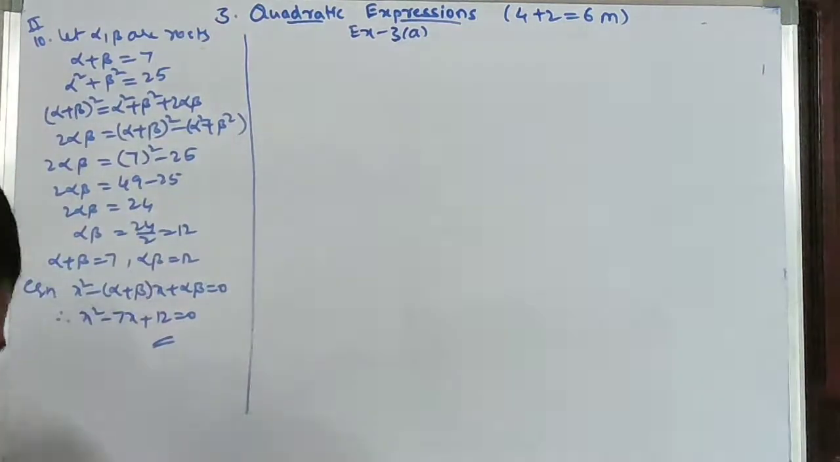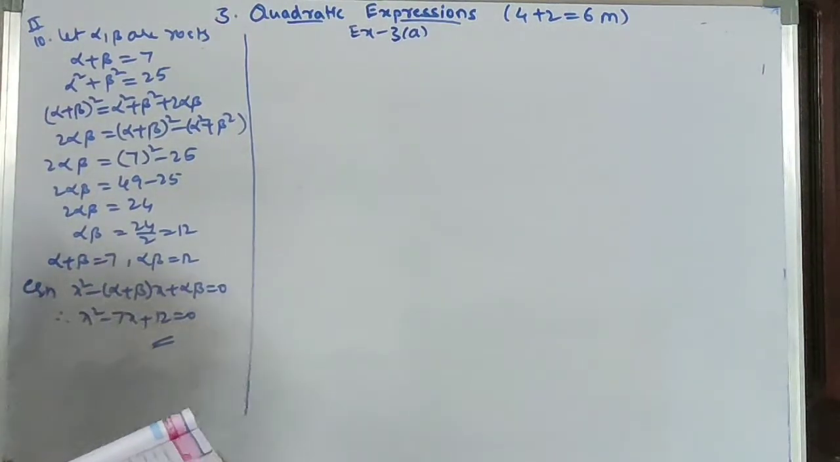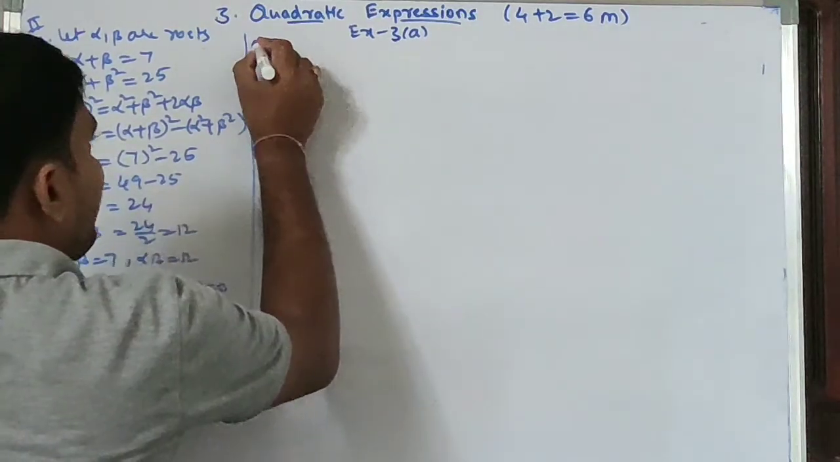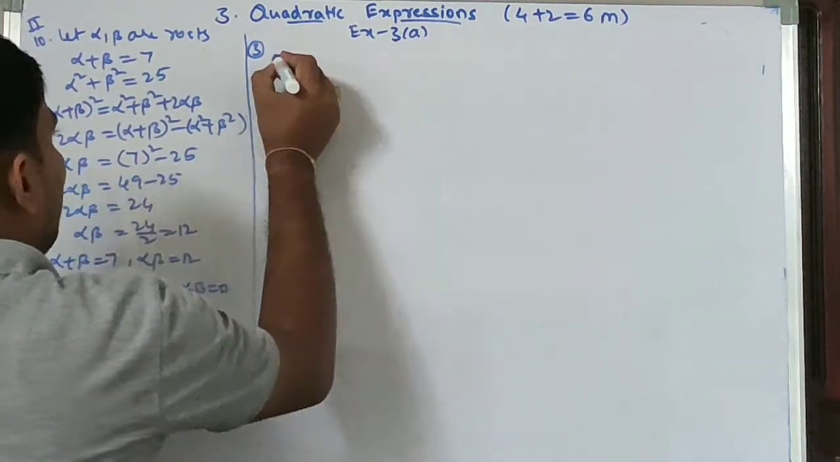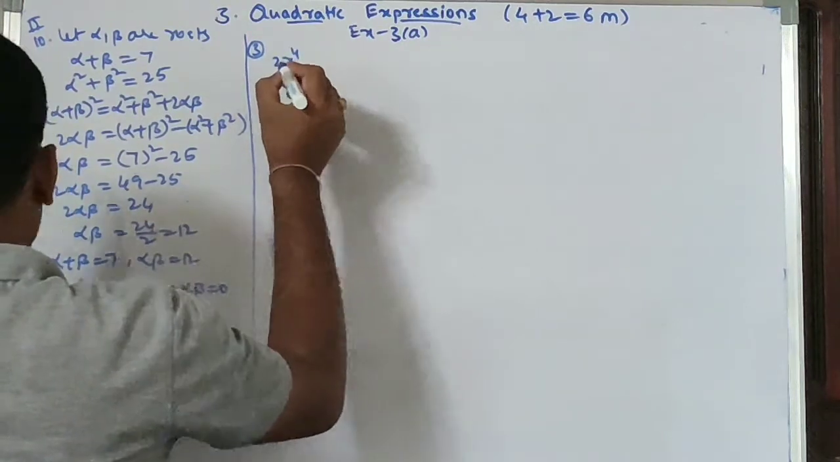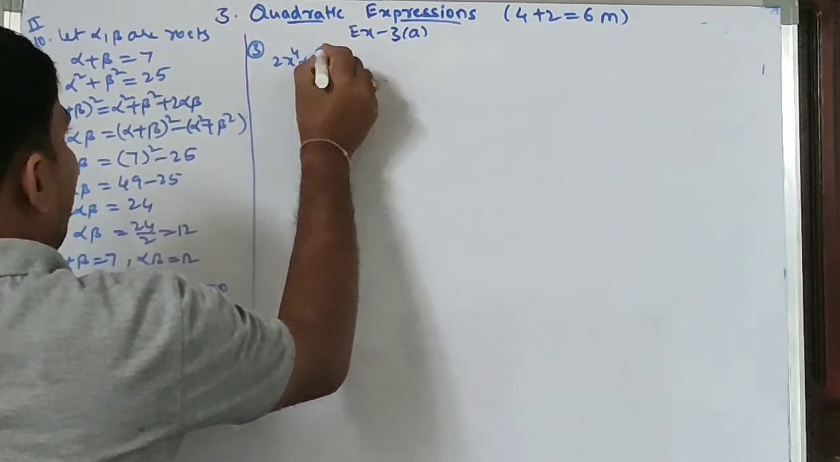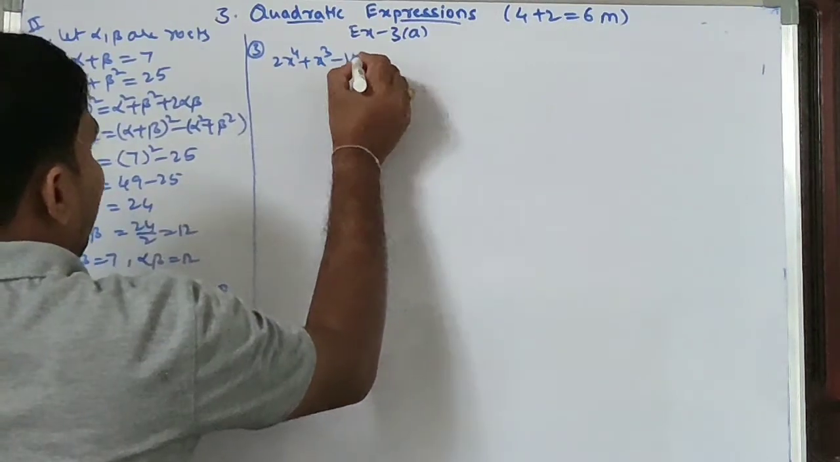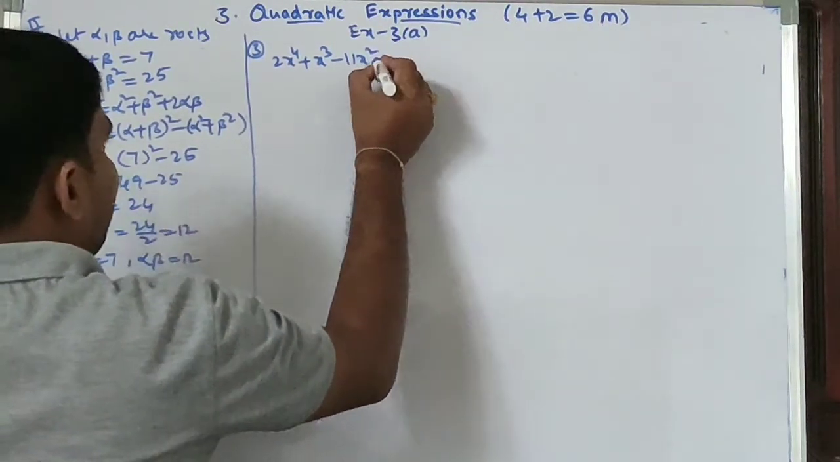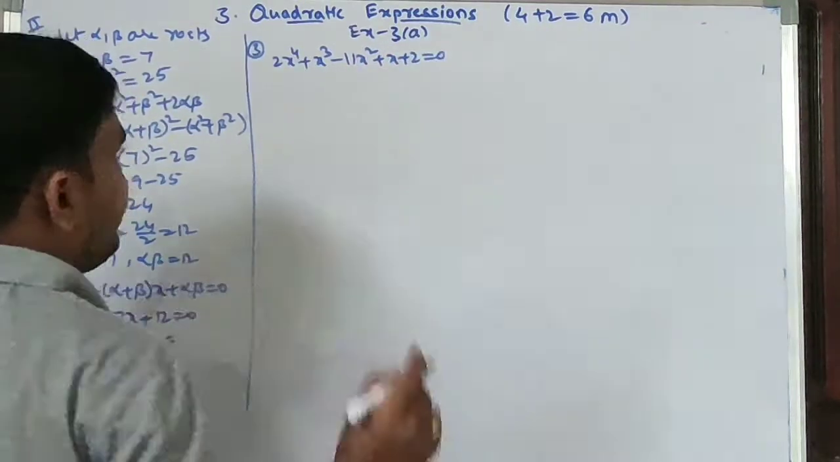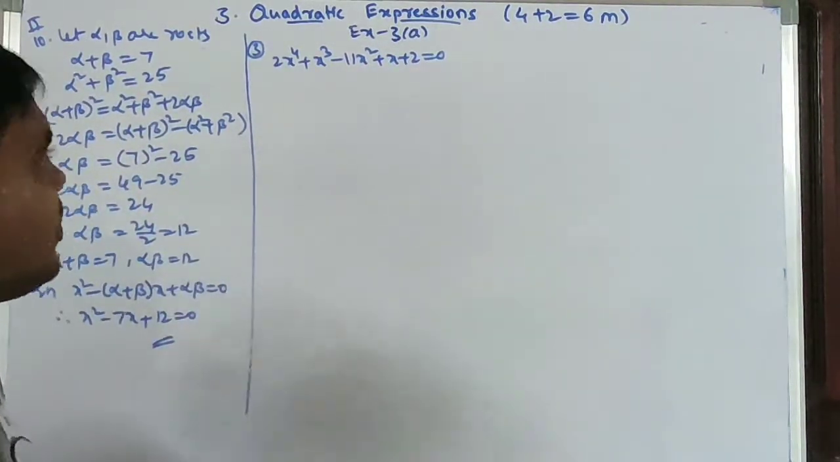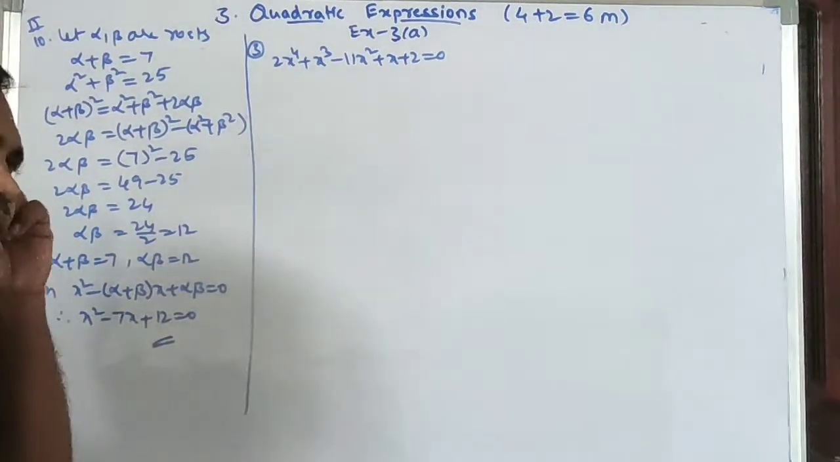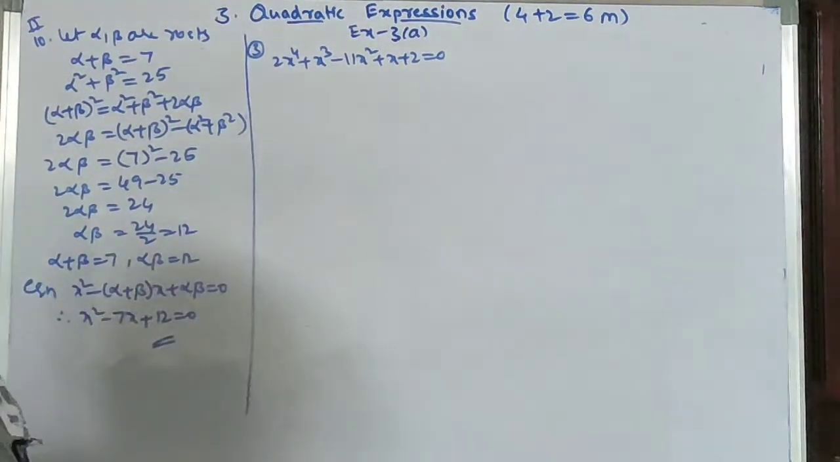Next question. So next question is second bit, third question. Two x power 4 plus x cube minus 11x square plus x plus 2 equal to 0. So this is the question, we need to solve it. Actually it is not quadratic, it is biquadratic. Biquadratic is nothing but degree 4. If the degree of an equation is 4, then it is called biquadratic.